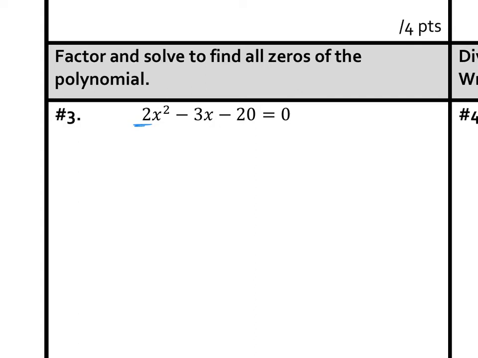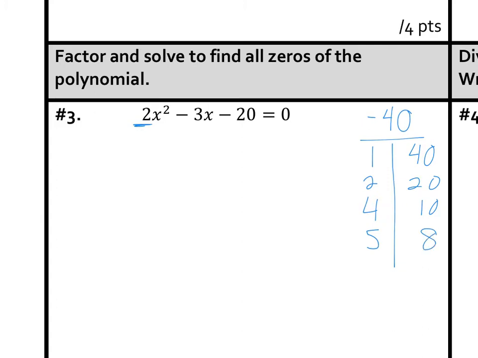Okay, we're looking for two numbers that multiply to get negative 40 because our first number times our last number is negative 40. 2 times negative 20. Our possible numbers in the chart are 1 and 40, 2 and 20, 3 doesn't work, 4 and 10, or 5 and 8.